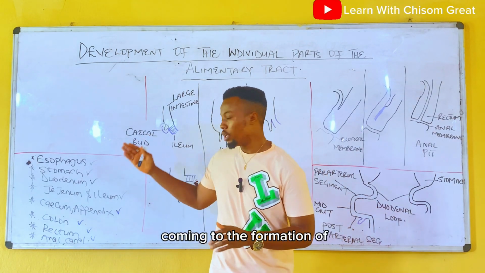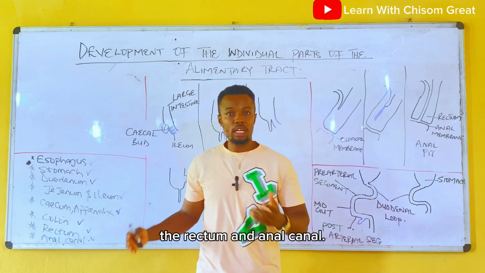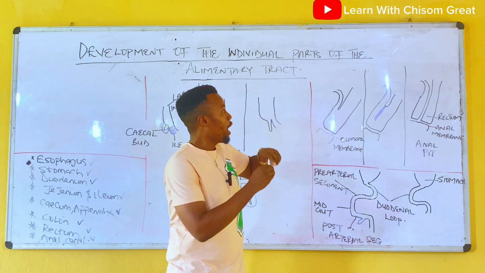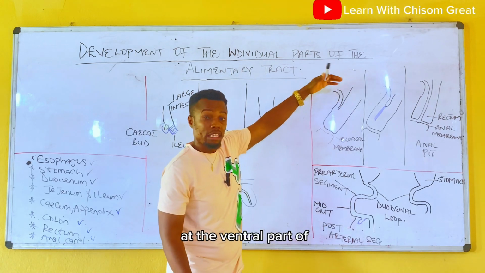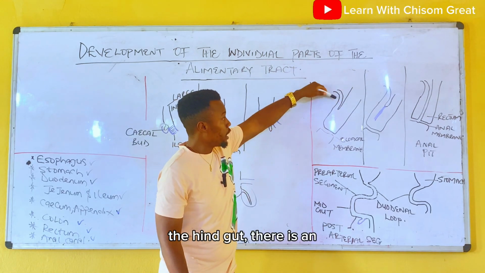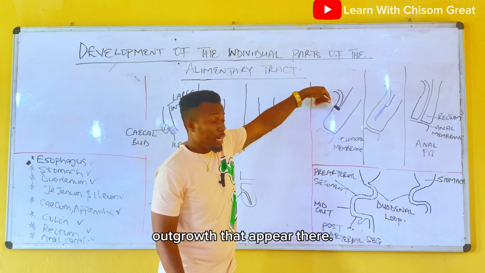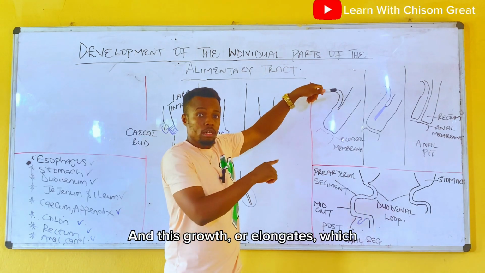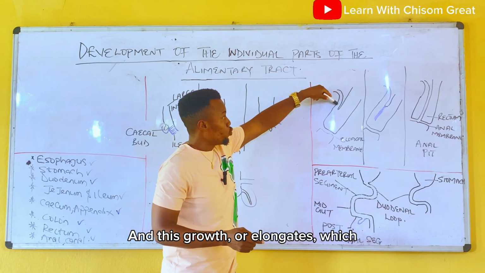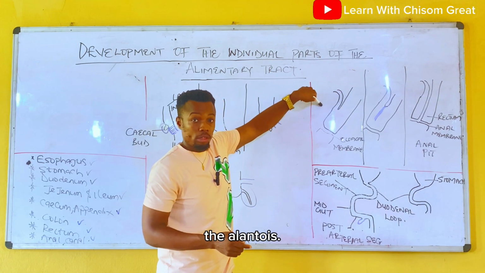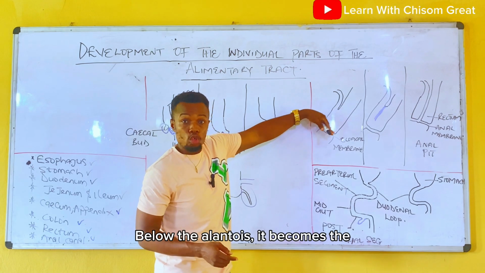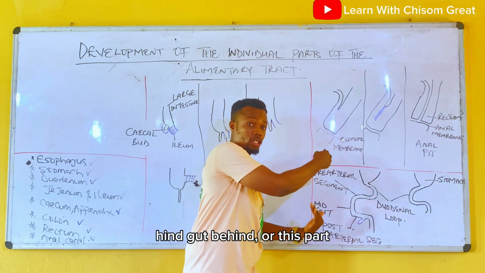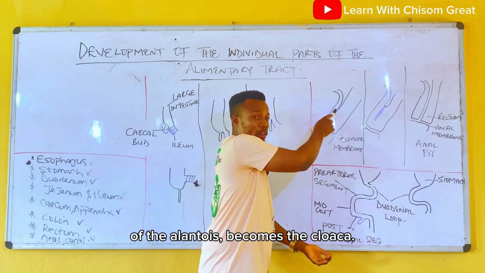So coming to the formation of the rectum and anal canal, you remember when we did the formation of the hindgut, I told us that this is the hindgut. Now at the ventral part of the hindgut, there is an outgrowth that appeared there, a thickening of cells, and this grows or elongates, which I call the allantois. Below the allantois becomes the cloaca. That is the part of the hindgut behind or distal to the allantois becomes the cloaca.